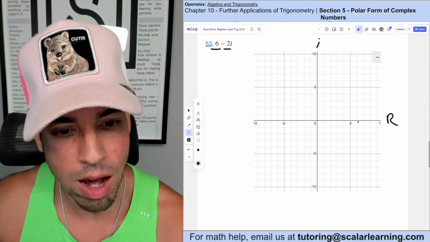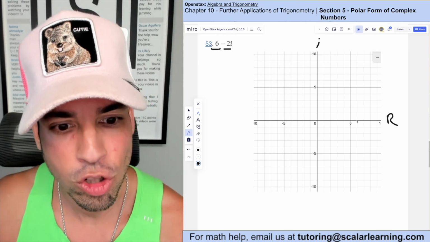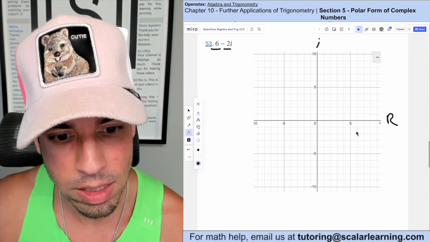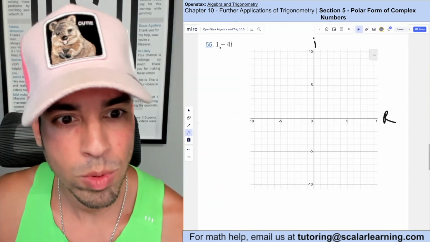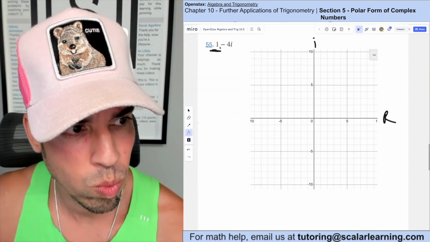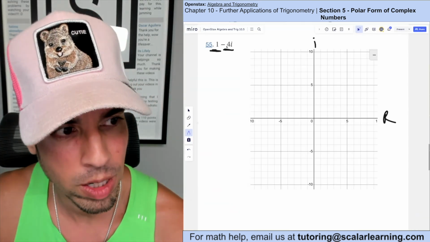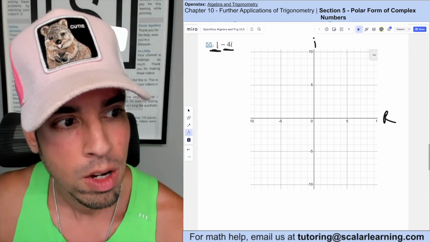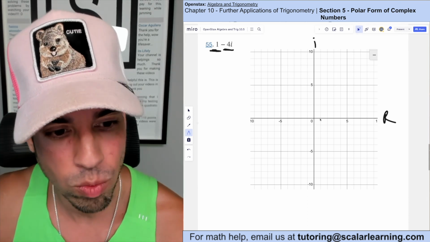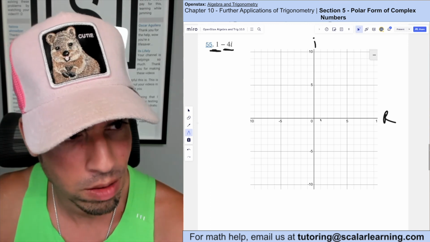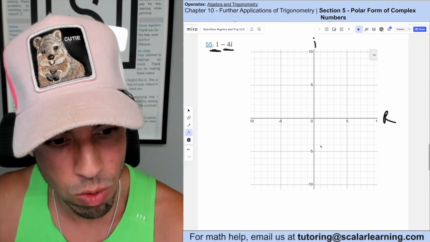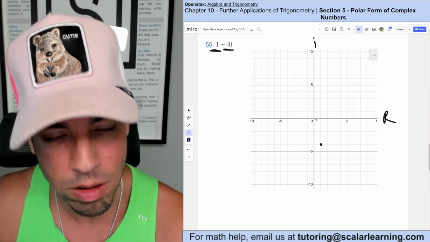Done. So for this one, the real component is 6, and the imaginary component is -2. So we go 6 out to the right on the real axis, 2 down on the imaginary, and that's how you do it. So for this one, the real component is 1. The imaginary component is -4. So again, we go 1 on the real axis. That's 1 to the right because it's positive. And then -4, so we go down 4 on the imaginary axis. So we're right there. Done.